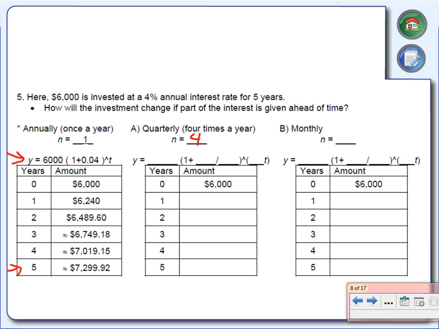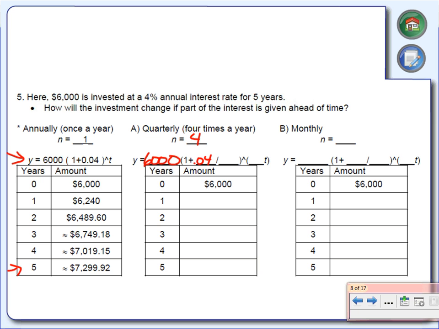Now remember, we're still talking about the same scenario here. We're still talking about investing $6,000. $6,000 is what we're investing. Inside the parentheses, we're going to do 1 plus R. R representing the rate. What is the rate we're using in this problem? 4 percent. But how do I write percent as a decimal? 0.04. That's what's going to go right here, 0.04.